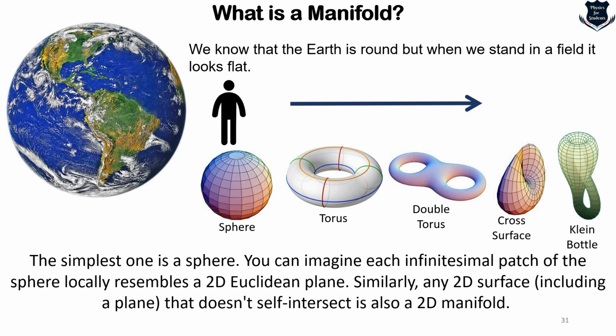Similarly, any two-dimensional surface that does not self-intersect is also what is called a two-dimensional manifold. Now you might have a question: the Klein bottle, as you can see, is a kind of self-intersecting surface. Then how come we can say that the Klein bottle is a two-dimensional manifold? Well, I won't say it.